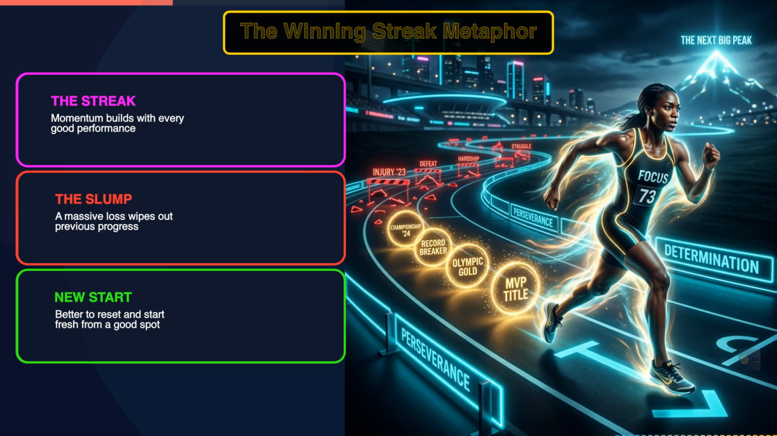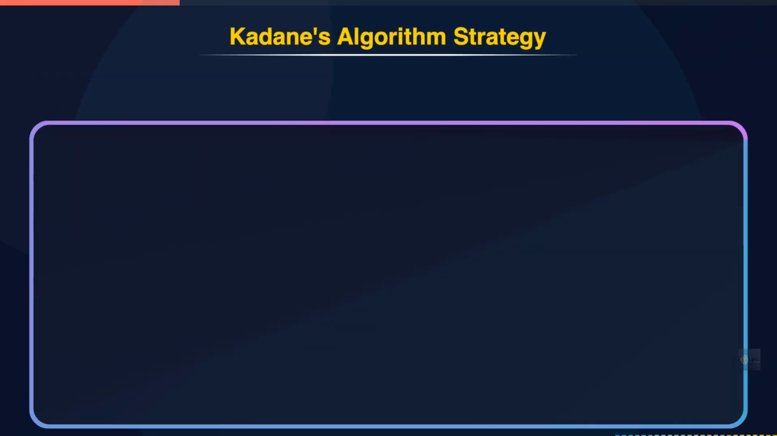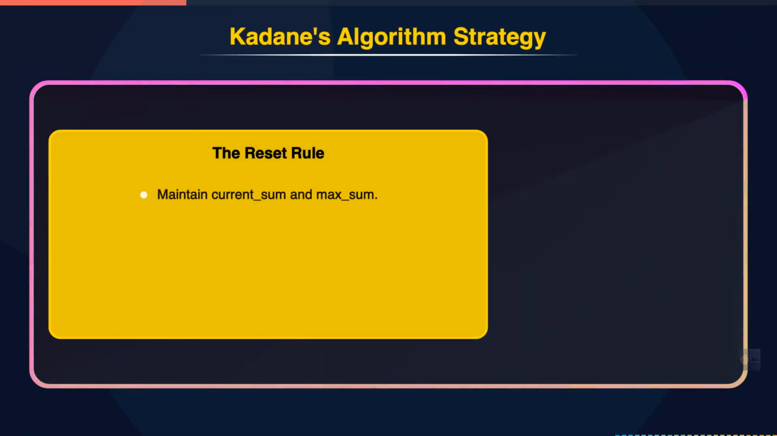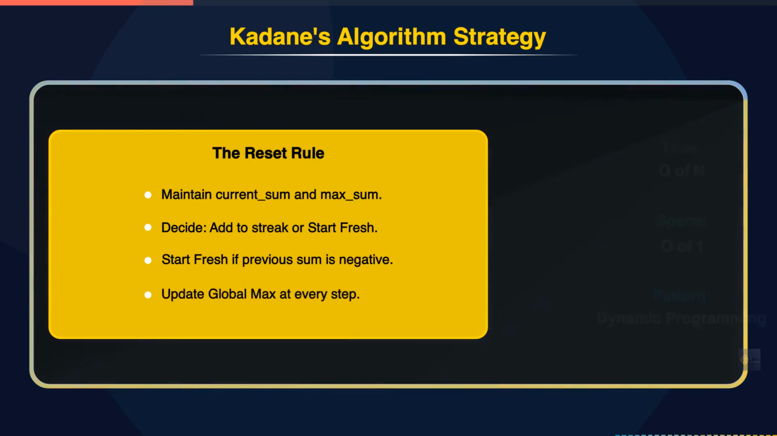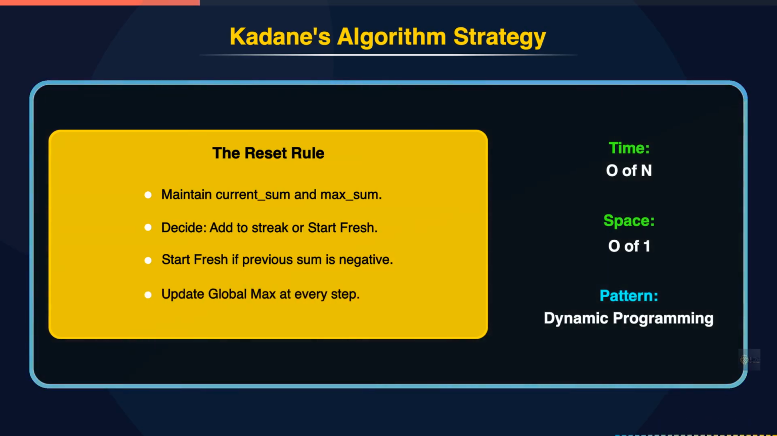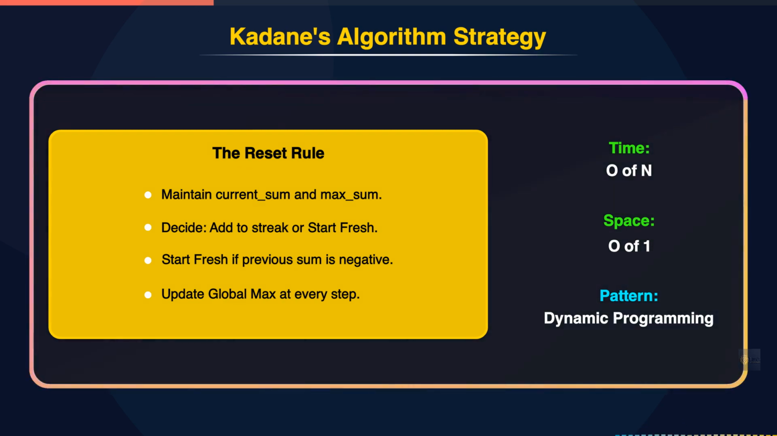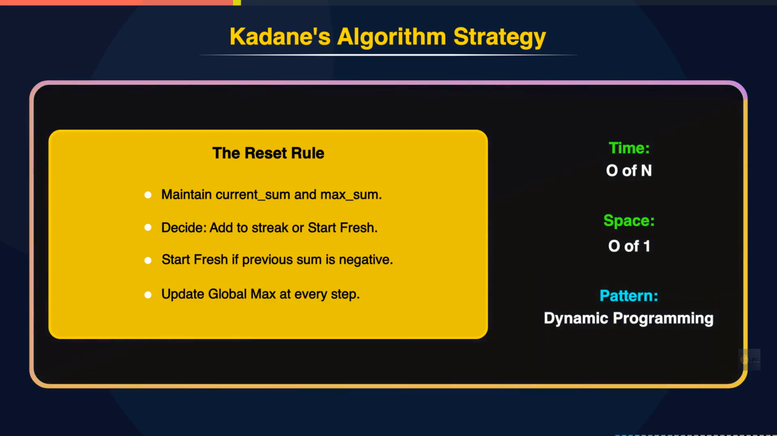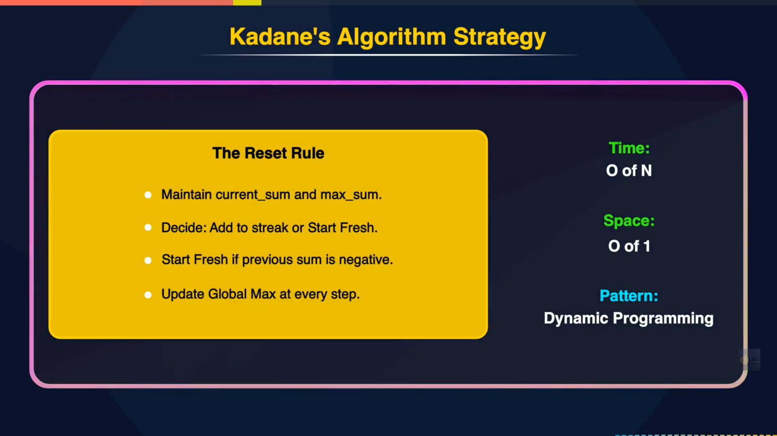This brings us to our strategy, Kadane's algorithm. Instead of checking every possible subarray, which would be too slow, we use a greedy approach. We maintain two variables, current sum and max sum. As we walk through the array, we ask ourselves a simple question at each step: is it better to add the current number to my existing streak, or should I throw away the past and start a brand new streak with just this number? We start a new streak whenever the previous streak becomes negative, because a negative sum will only drag down whatever comes next.